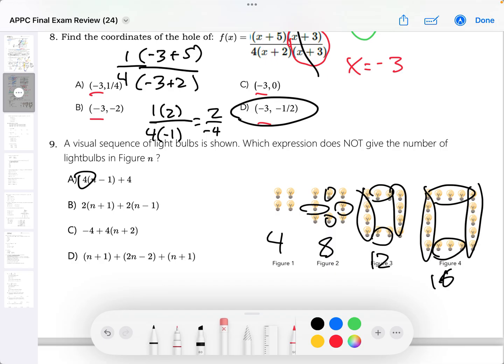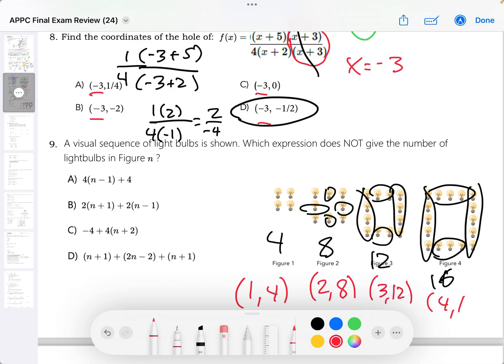On something like this, where each of these are a little unique, I would probably just plug in my x coordinates to see which ones work. So for instance here, these are where the figure number corresponds with an x value, and the output number of light bulbs in this case would correspond with my y value. I could take each of these coordinates and really just use them as test coordinates as it gets a little weirder with these graphs here.